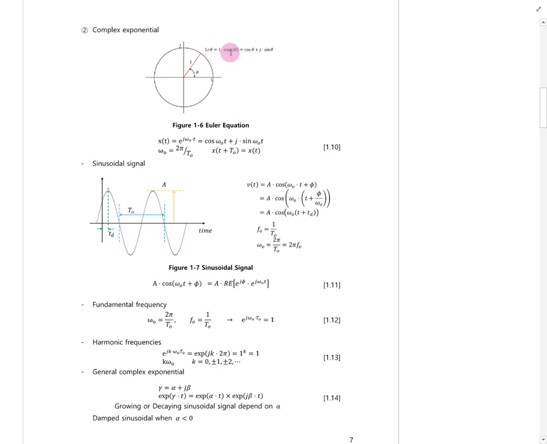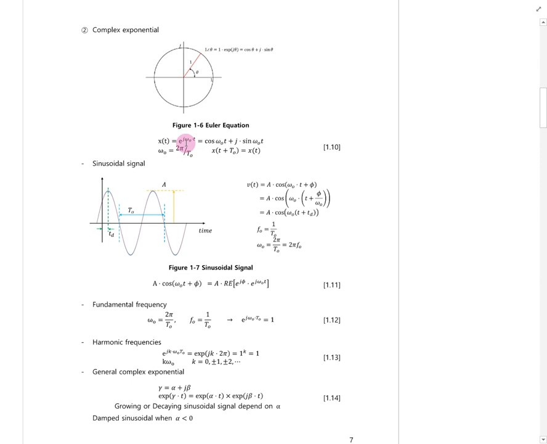By use of Euler's equation, the real axis is cosine theta, and the imaginary is sine theta. So this real axis is cosine theta, but the height, the imaginary value, is j sine theta. This is the Euler equation. Then by use of the Euler equation, we can define complex sinusoidal functions, here e to the j omega 0 t.